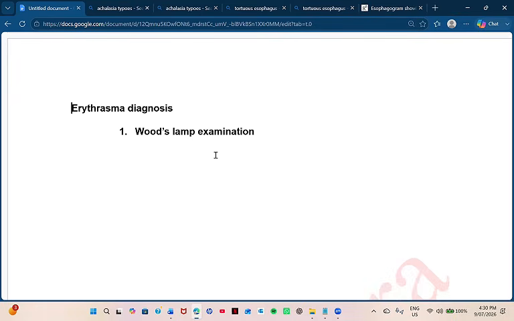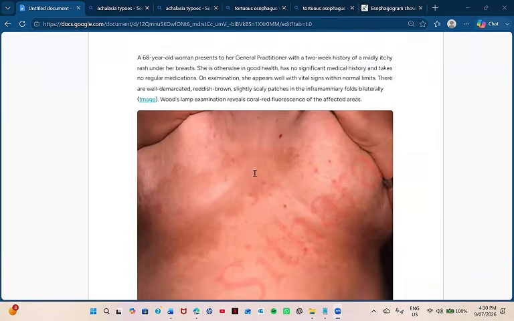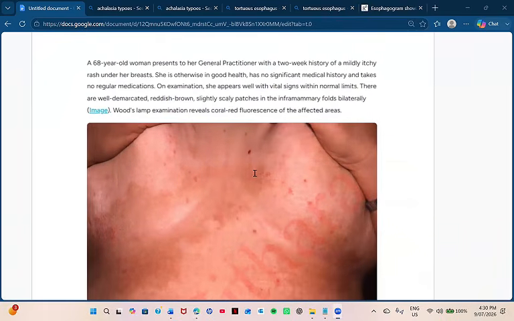Erythrasma diagnosis. So, what is this erythrasma? What do you know about this erythrasma? We have kind of new topics this time, right? Every time they are giving new topics, mostly related to dermatology. What do you know about erythrasma? We'll do this question and we'll come back.